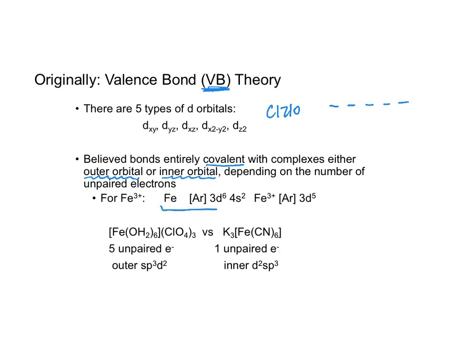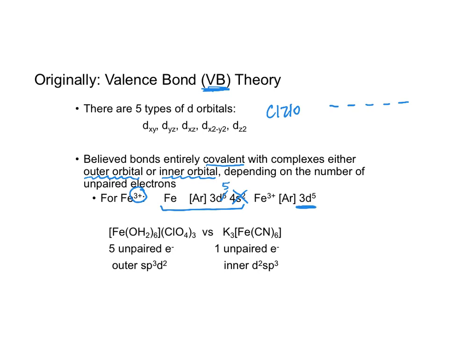So if I have an iron atom, that is its electron configuration. If I make an iron plus 3 ion, I am going to remove the electrons from the outermost shell. And from 6, we are now going to have 5 electrons.